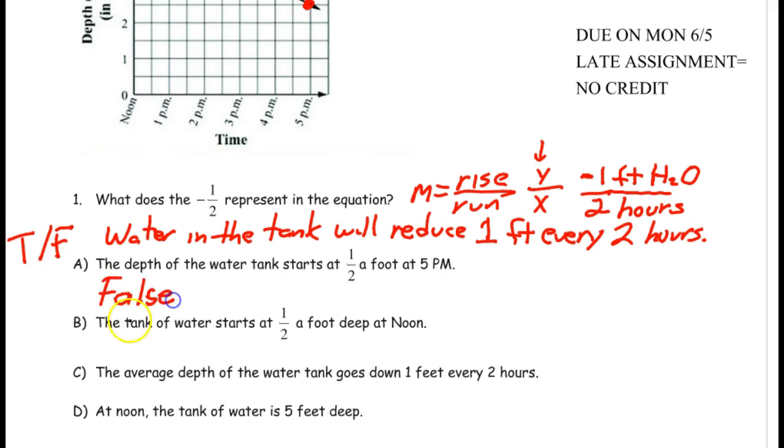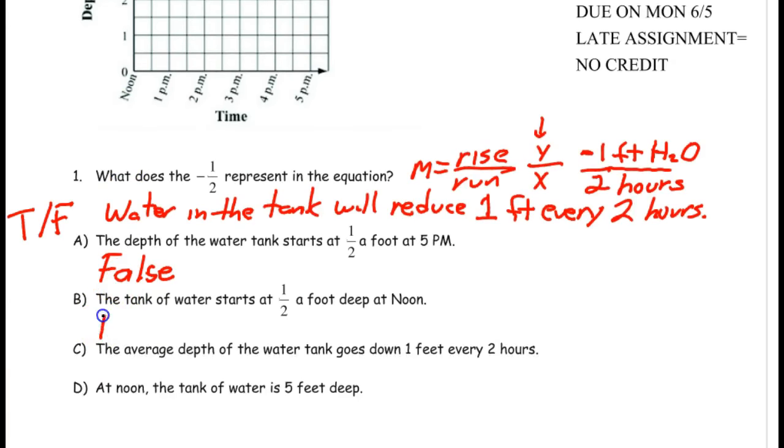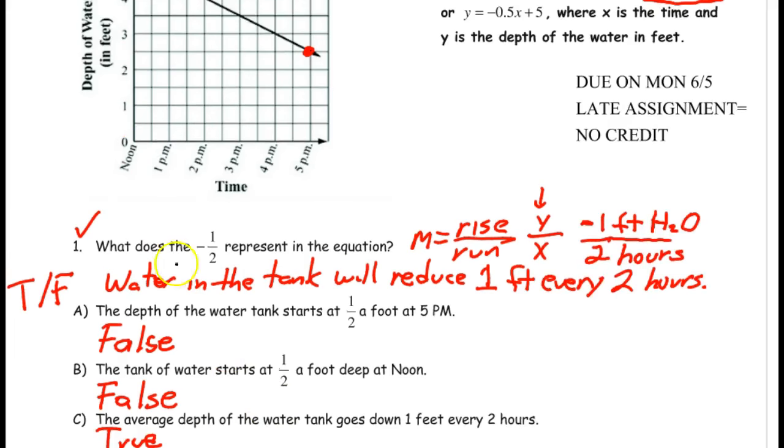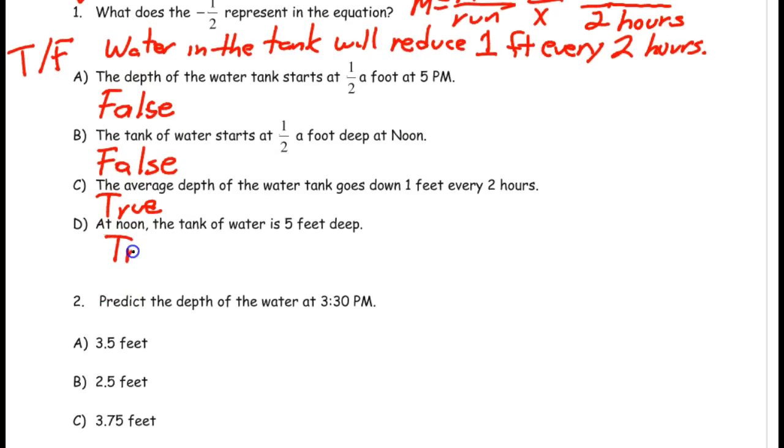Okay, and the tank of water starts at 1/2 a foot at noon, and no, it starts at 5 feet at noon, so that's false as well. Okay, the average depth of the water tank goes down 1 foot for every 2 hours. That's what we just set up here for number 1, so that's true. That's what the slope means. And at noon, the tank water is 5 feet deep. See that? At noon, 5 feet. So that's true as well.